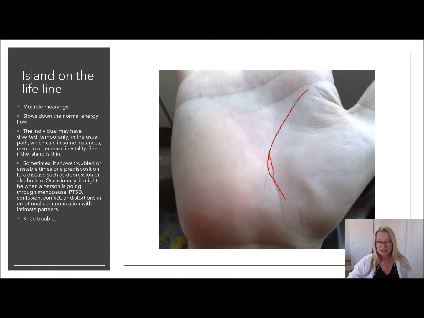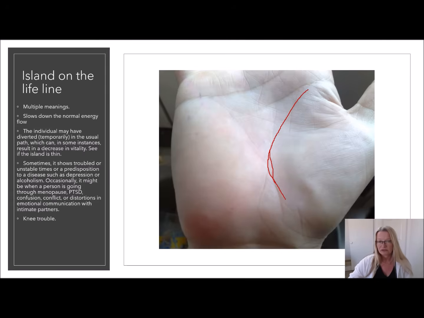And it's these interruptions that show up on our palms like this, and it often is a mark that's been there for a long time. That represents more like a fated mark if it's so permanent. In most cases, these people might have temporarily diverted from their main path. That splitting is showing a split in the direction of their goals.